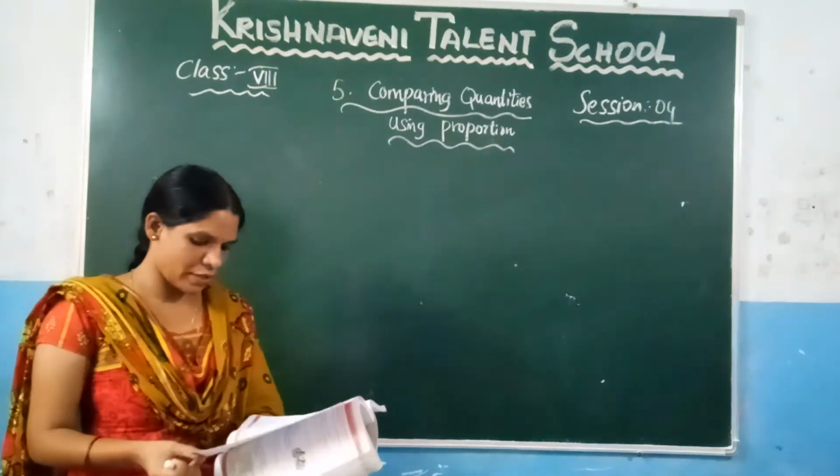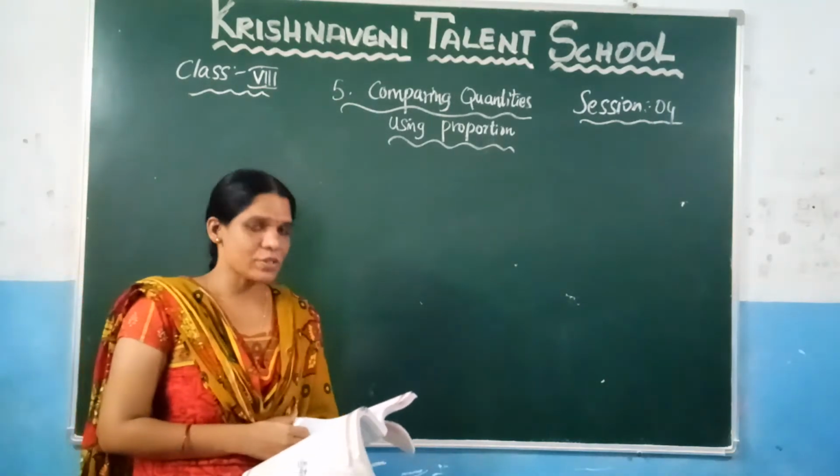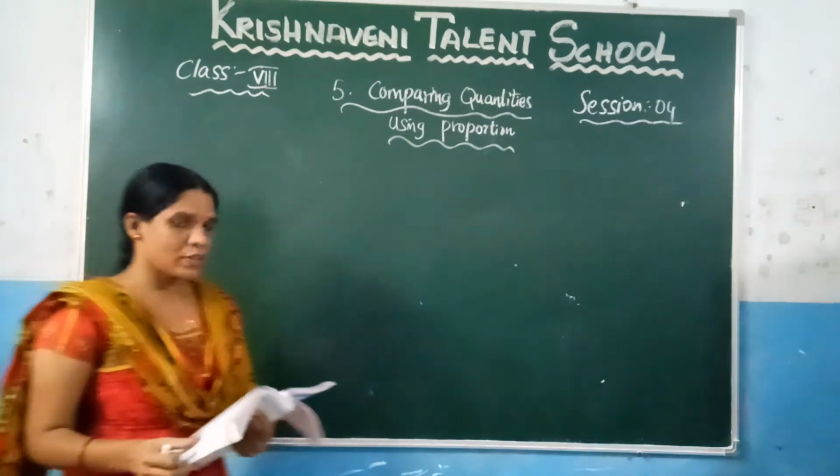We have discussed Exercise 5.1 up to 6 questions. Now see the 7th question. What is the 7th question given here?